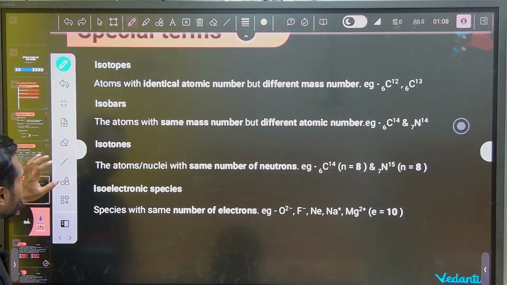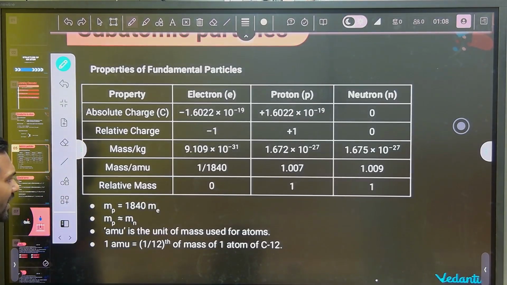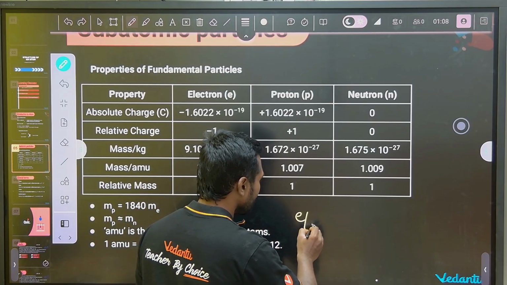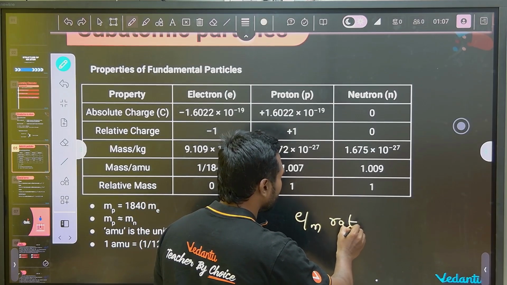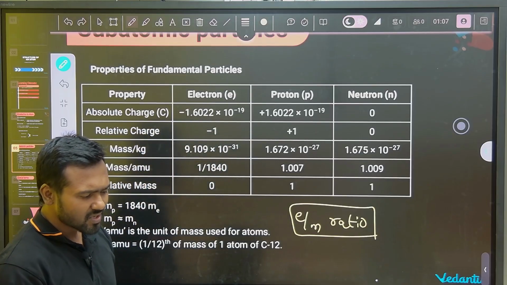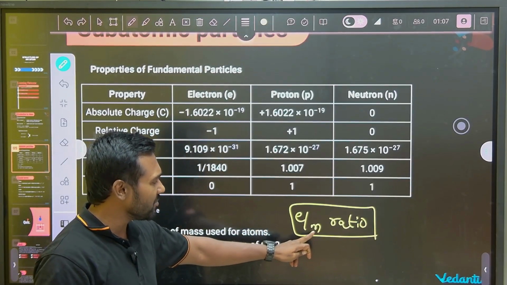Next, here I will add one thing in the slides. The one thing is the e by m ratio. They are asking the e by m ratio. So what is this e by m ratio? e means charge and m means mass.